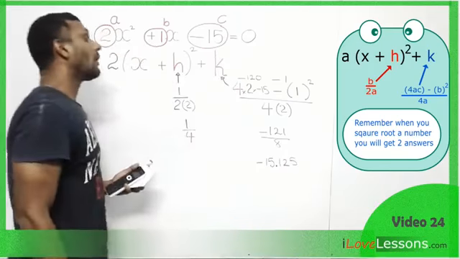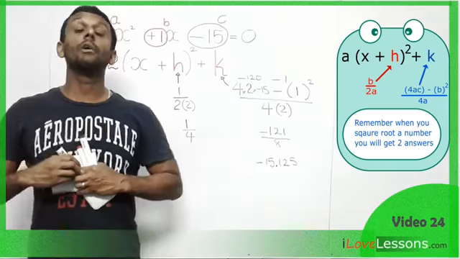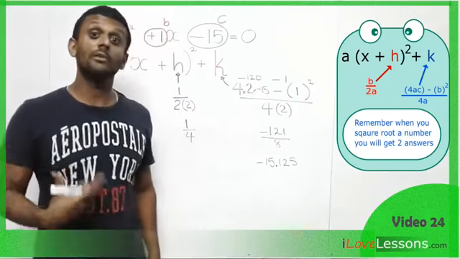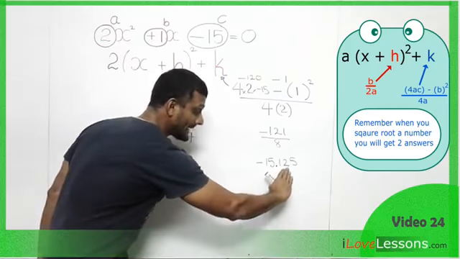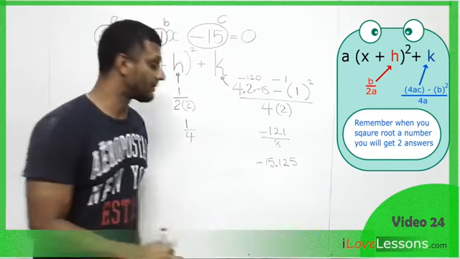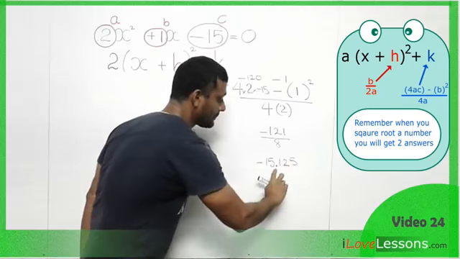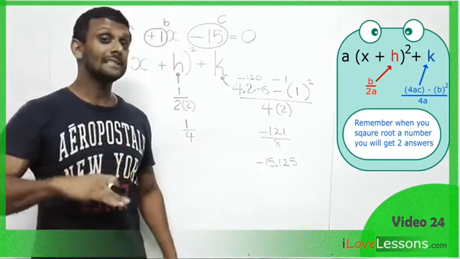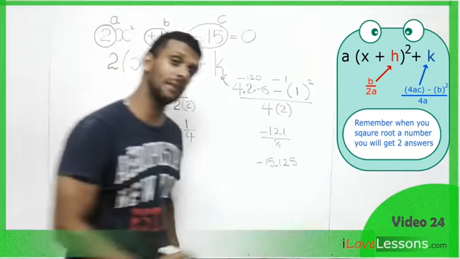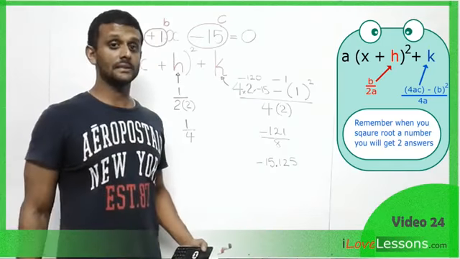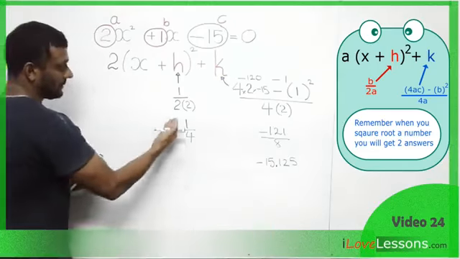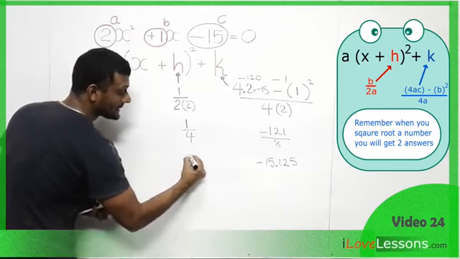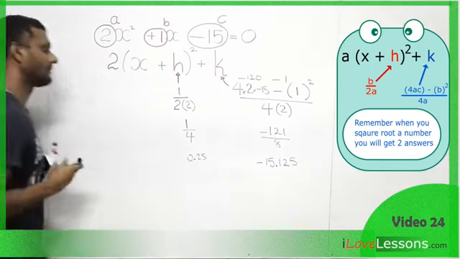15.125. Now, when we're expressing a quadratic in vertex form, I strongly advise that you do not round off. You notice I have 3 decimal places. A lot of people would have rounded this off to 2 decimal places and put 0.13. However, with vertex form, I do not round off. If I get 4 decimal places, I put the 4 decimal places. Also, we can convert this to a decimal if you wish. 1 divided by 4, a quarter, is the same thing as 0.25.